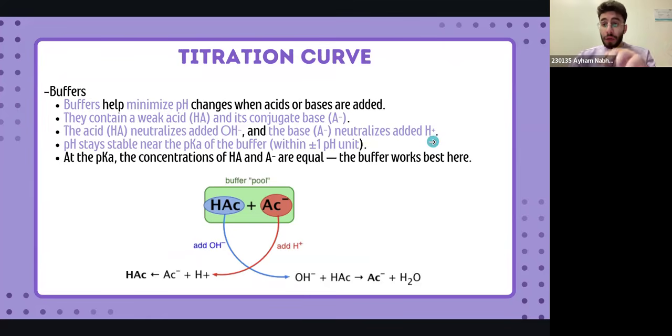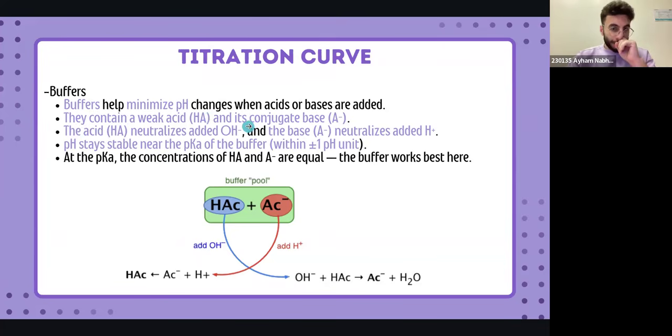proton. Why? Because if we have an equation having positive and negative charges, they're going to cancel each other out. Right? So the base is going to cancel out the acid, and here the acid is going to cancel out the addition of a base.